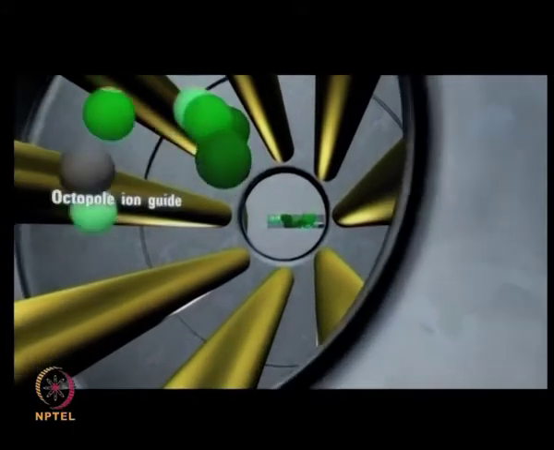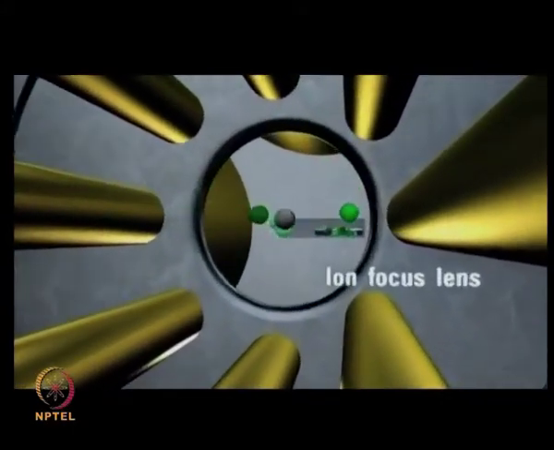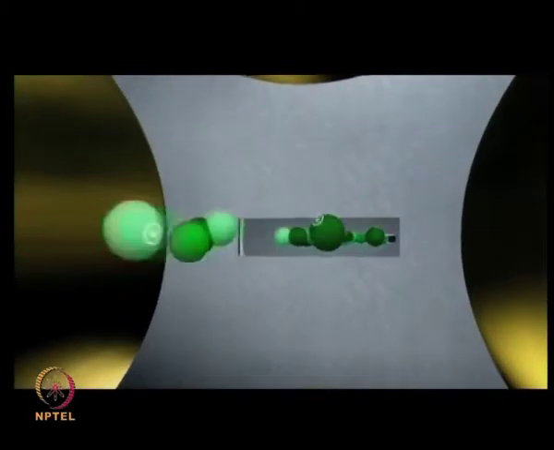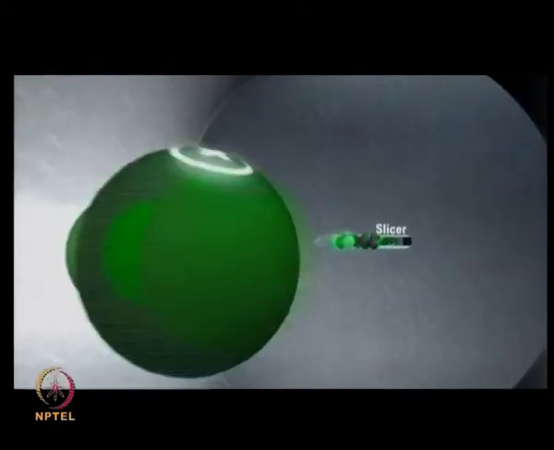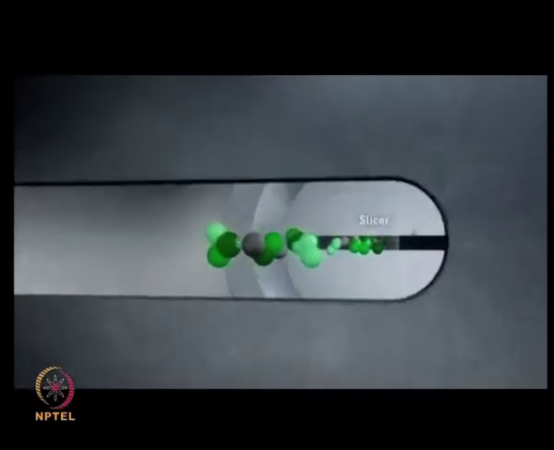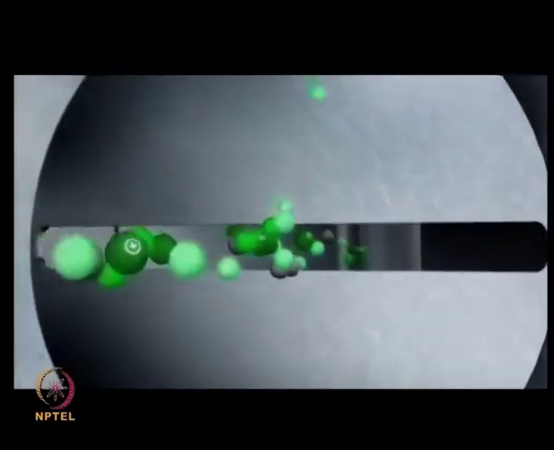Another octopole ion guide keeps the ions together while allowing excess collision gas to be pumped away. A quadrupole ion guide flattens the stream of ions for better transmission through the slicer. The slicer reduces variations in the vertical momentum of the ions. Ions with too much vertical momentum do not reach the pulsar. This improves mass accuracy for all ions.